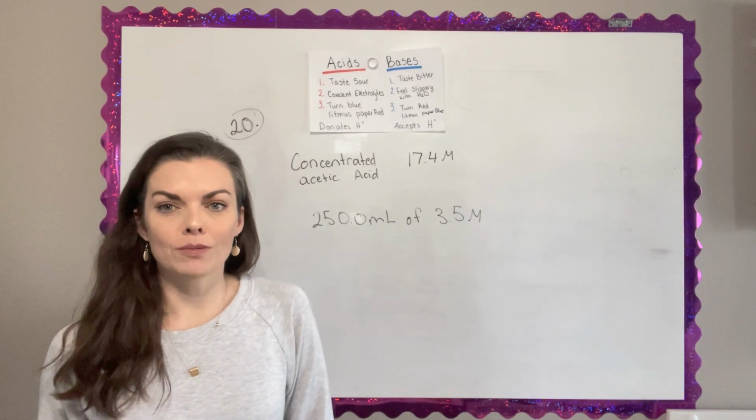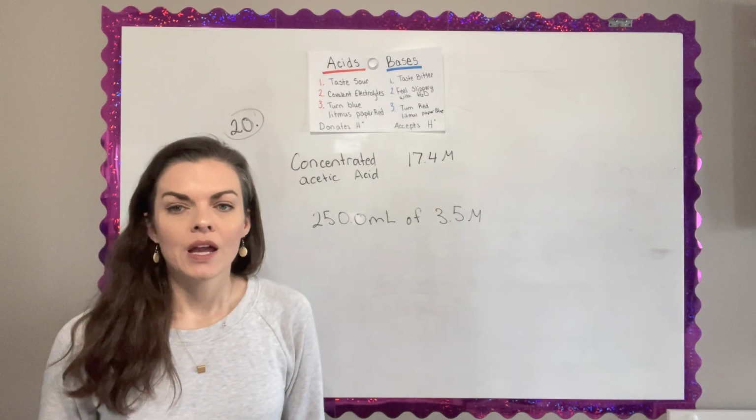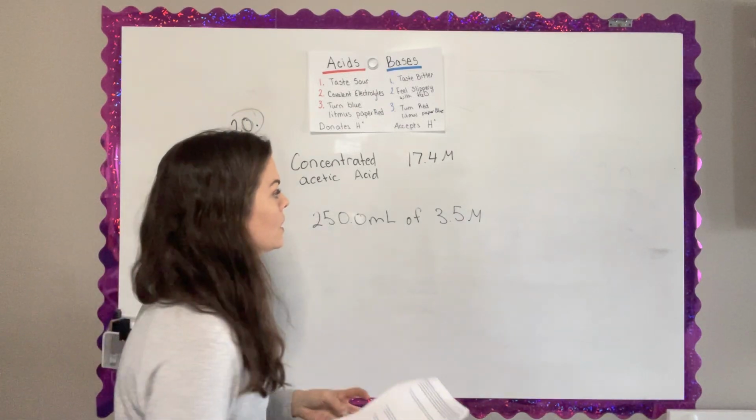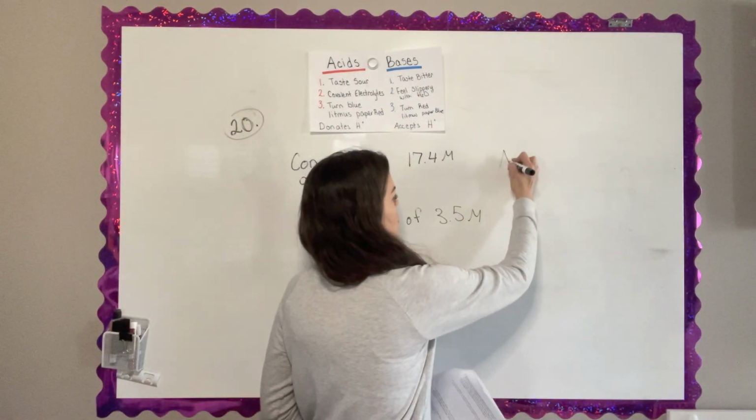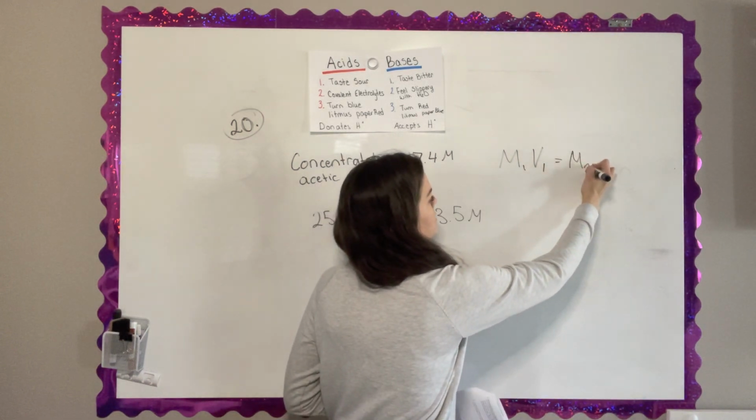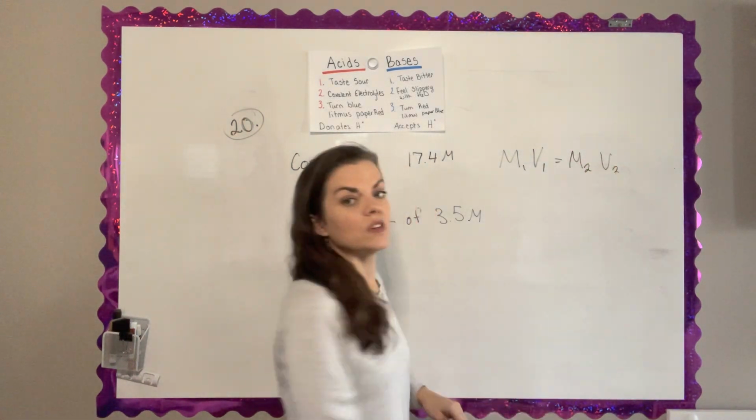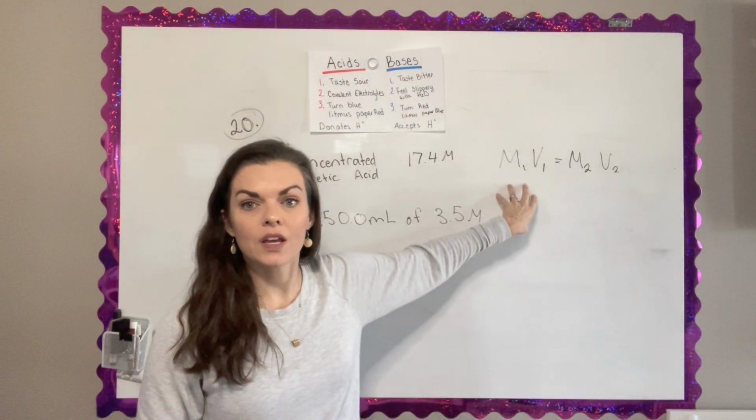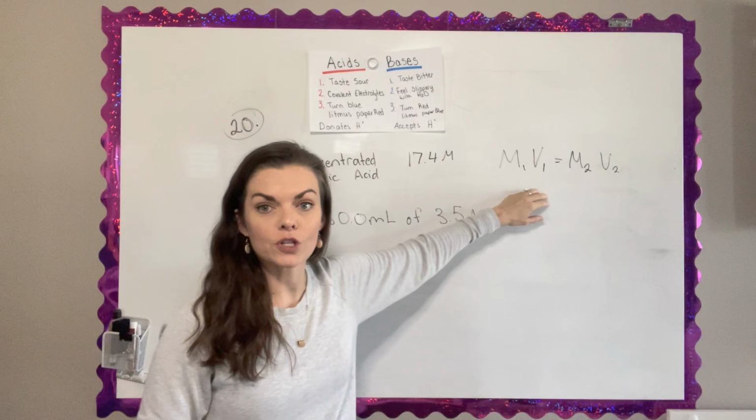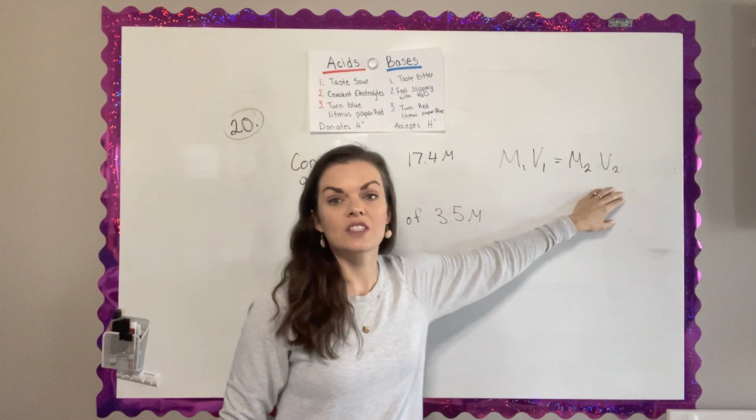And so this is a problem that I work different than in the book. If you want to work it the way they work it in the book, that's just fine. But I really like for these problems to use M1 V1 = M2 V2. So the M is molarity and the V is volume. And so this is basically the first scenario, and this is going to be the second scenario.